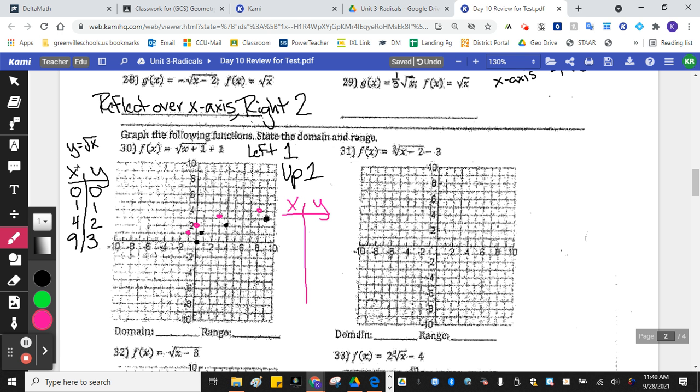So if I'm moving my x values left 1, I'm subtracting 1. So 0 is going to become -1. 1 is going to become 0. 4 is going to become 3. And 9 is going to become 8. That's left 1. I moved all my x values left 1. And then I moved all my y values up 1. And so those are the points I graphed. -1, 1. 0, 2. 3, 3. 8, 4.